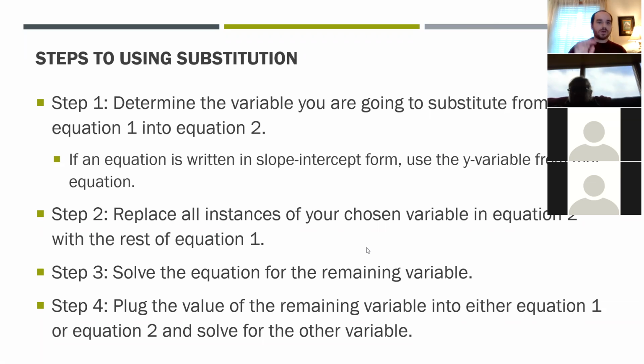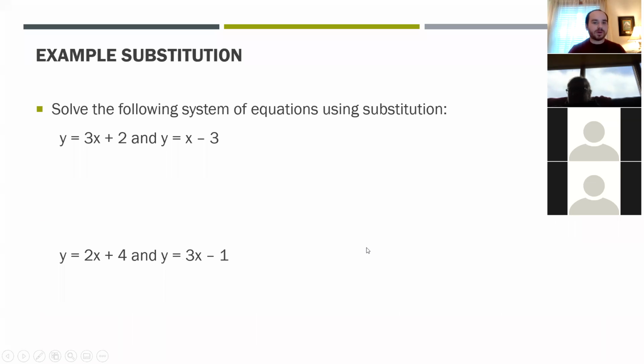Okay, so let's look at an example problem. We want to solve the following system of equations using substitution. This will be problem A, this will be problem B. I'm not going to make you guys do these on your own yet. We're going to walk through them together as a group. So step one is to determine the variable we're going to substitute. In this case, since both of our equations are y equals and y equals, the easiest one to substitute is going to be y. So we're going to pick y.